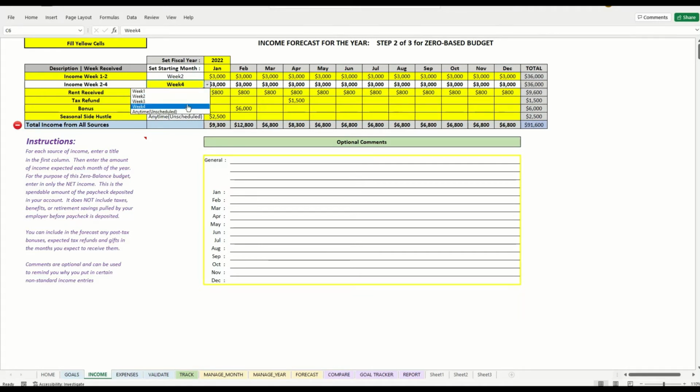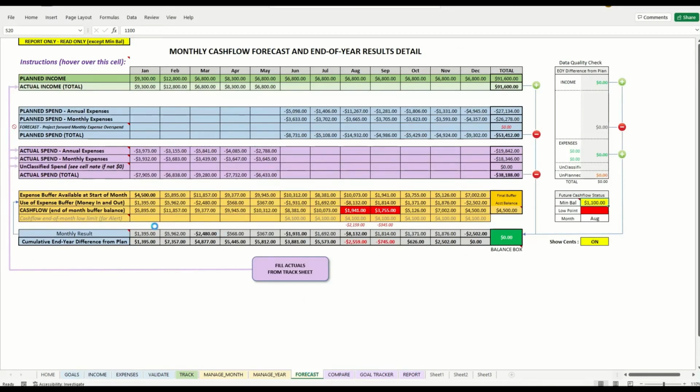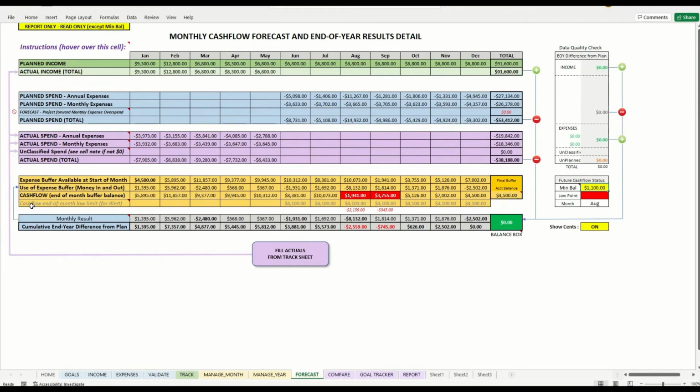So what happens here is whenever you select week 4, as you can select any week that you want or any of these options. You don't have to do it, but if you want to use this feature, pick week 4 for that income. And what that will ensure is that that money gets added to, if you look here, the cash flow end of month low limit for alert, which is now $4,100.